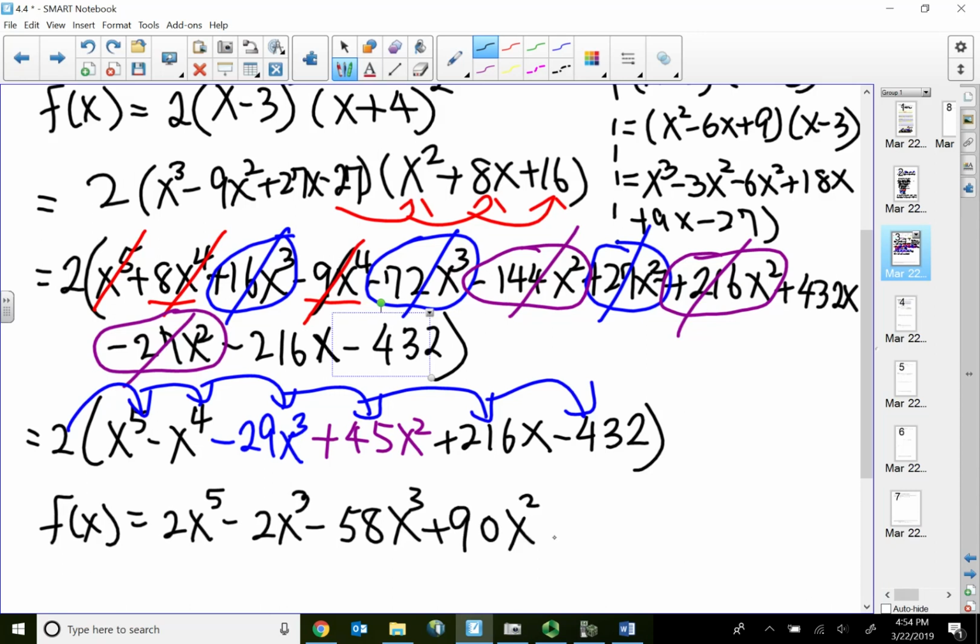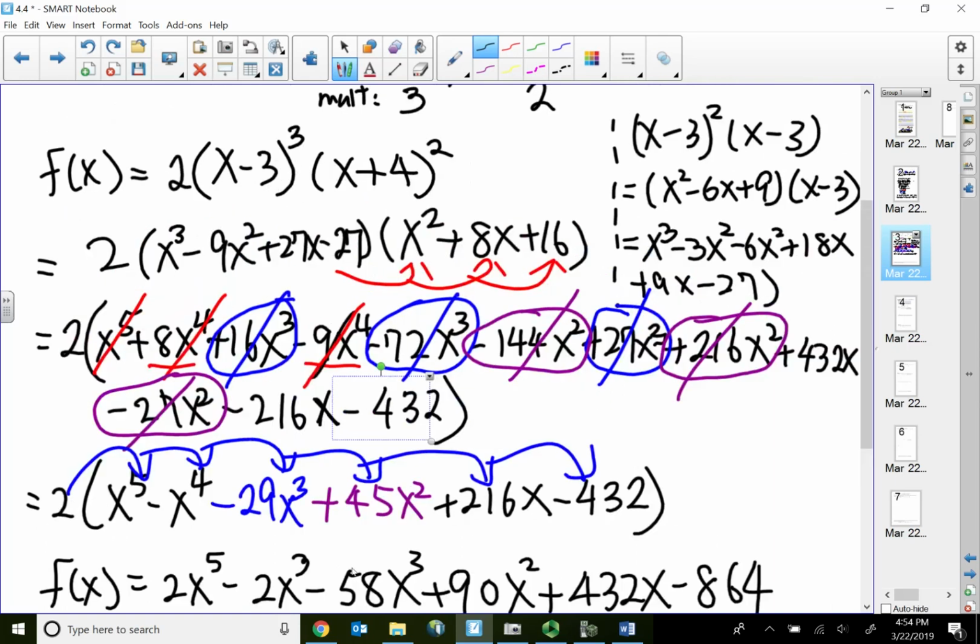2 times 216 is 432x. Minus 864. So that's my polynomial function. Whew, that's a lot of work just to come from such a tiny little thing up here.